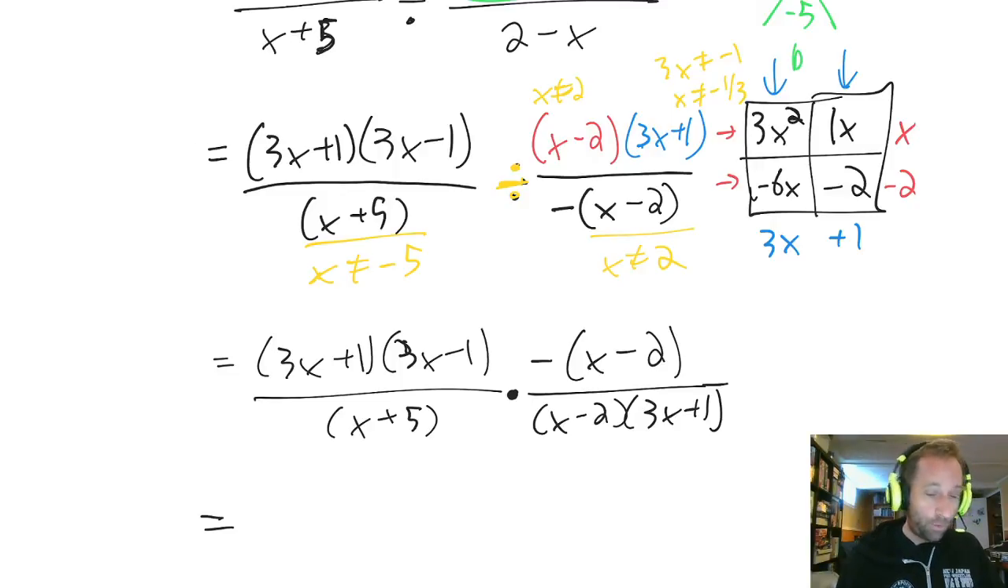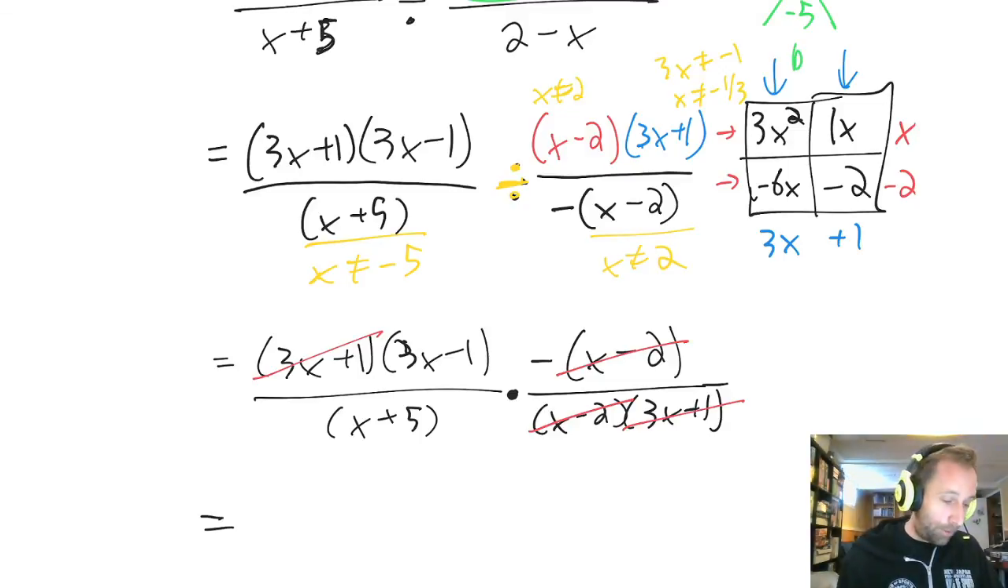Now let's do some simplification, and then we will list our final fully simplified expression and all of the non-permissible values. So we have an x minus 2 divided by an x minus 2. That divides to give 1, provided that x is not equal to 2. And I have 3x plus 1 divided by 3x plus 1. That divides to give 1, provided that x is not equal to negative a third.